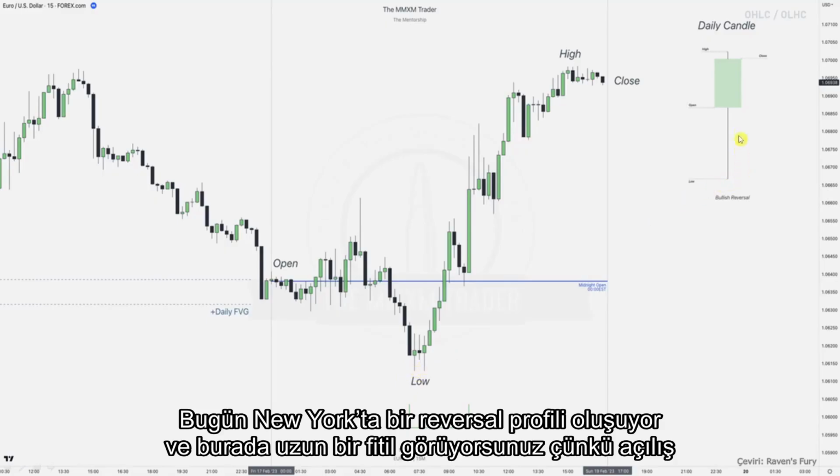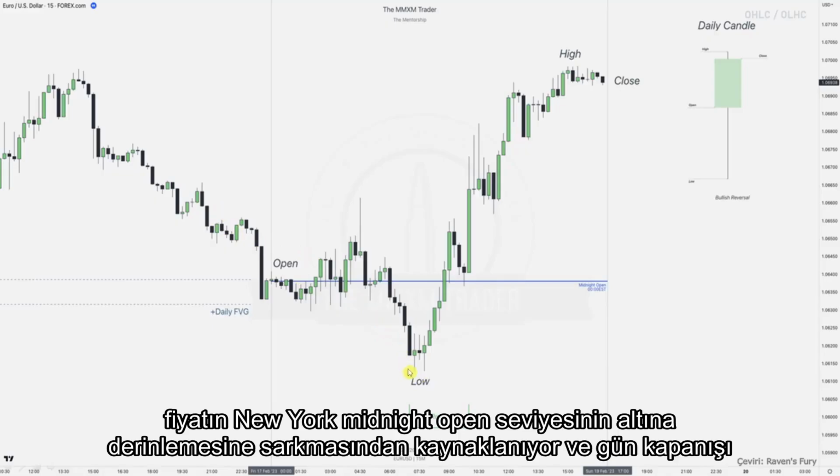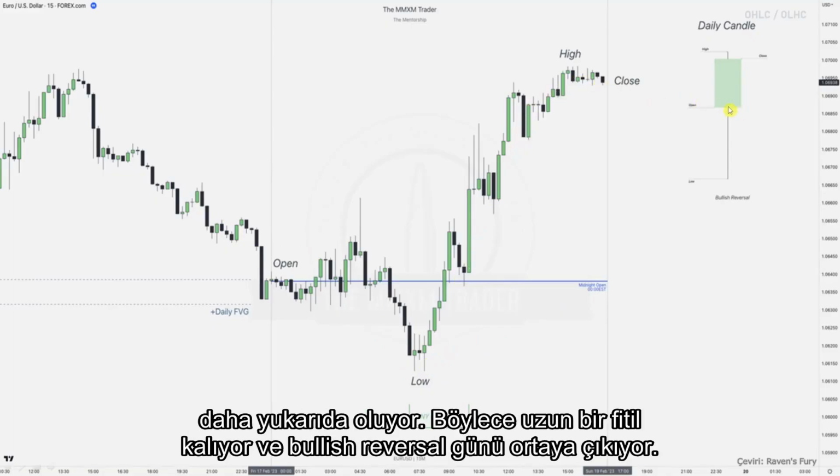And you can see this longer wick because we opened over here, right? And actually, if we take a daily candle, we open at 5 p.m. But that longer wick is because we dive deep down below that New York midnight open line and then close out the day higher up. So leaving this longer wick, thus having a bullish reversal day.